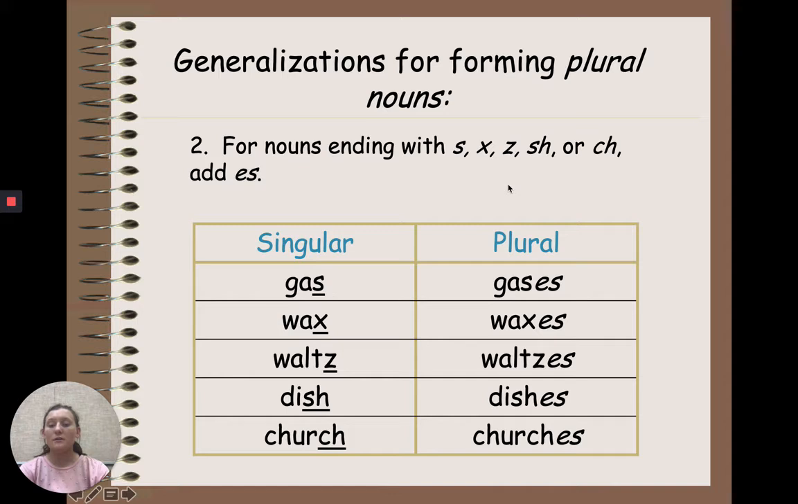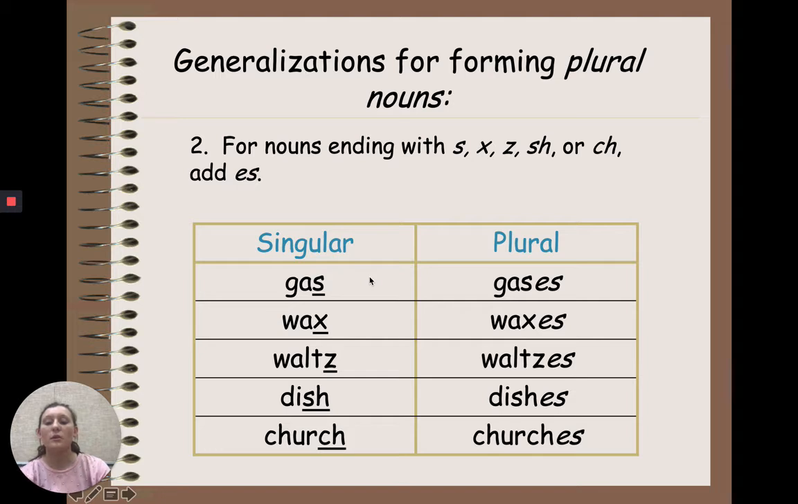Now there are some nouns that if they have a special ending, we're going to add ES onto the end. So it says for nouns ending with S, X, Z, SH, the sh sound, or CH, the ch sound, we need to add ES onto the end.